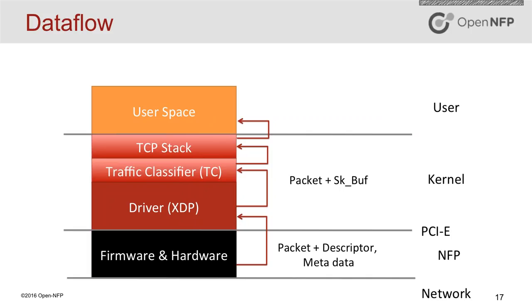The traffic classifier then gets a chance to have a look at the packets and pass them through its processing pipeline, and then the packet will be sent on to the TCP stack and ultimately onto any user mode application, perhaps via a socket.